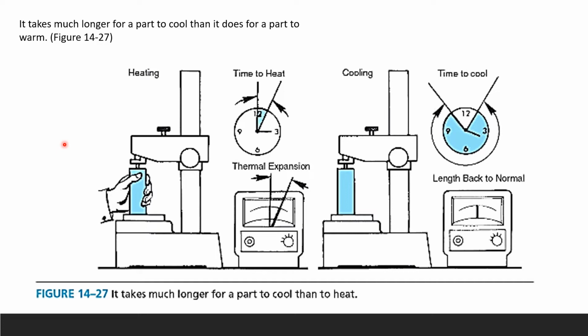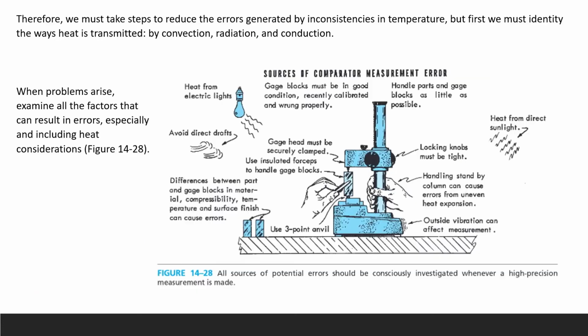It takes millions and millions of years to cool down. And one of the miracles is us appearing on this earth. Same thing with all the parts: it's really fast to heat up, but it takes a longer time to cool down. So we have to take steps to reduce the errors generated by inconsistency in temperature.